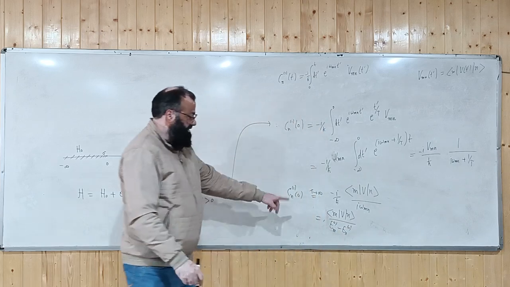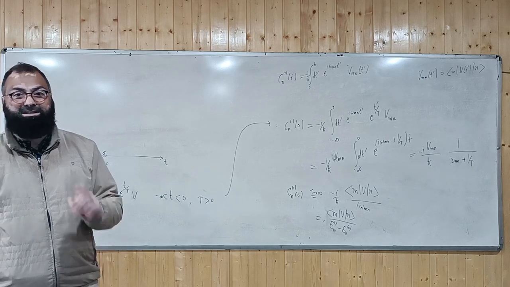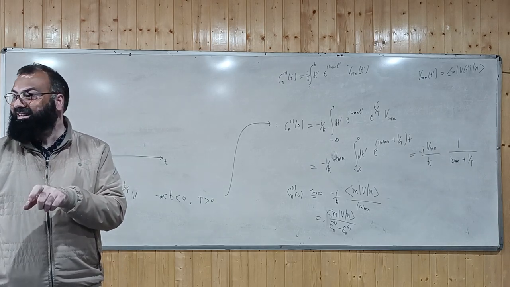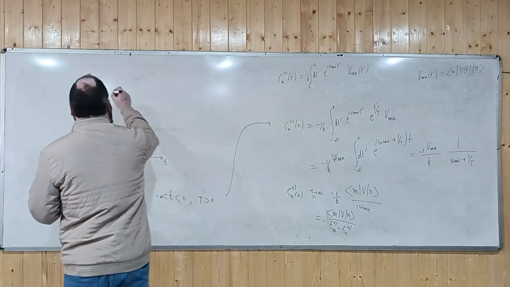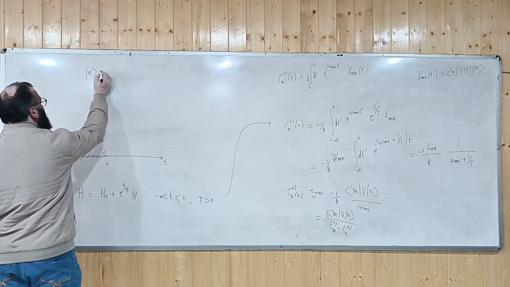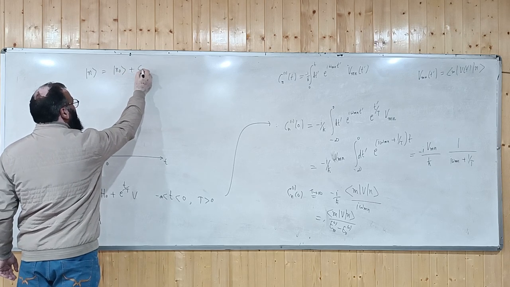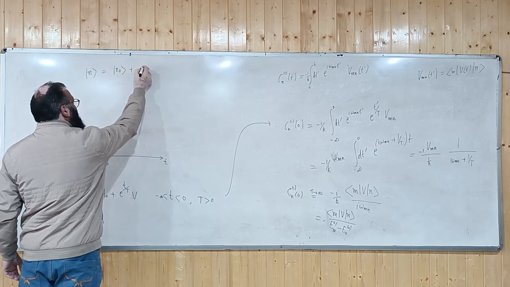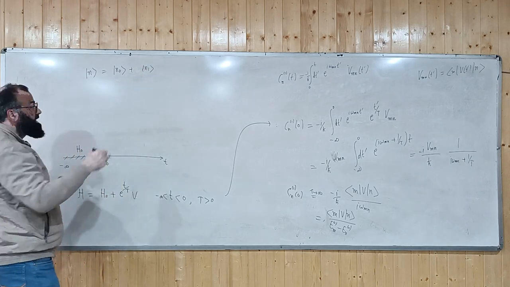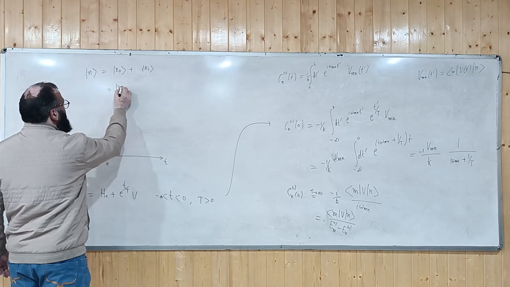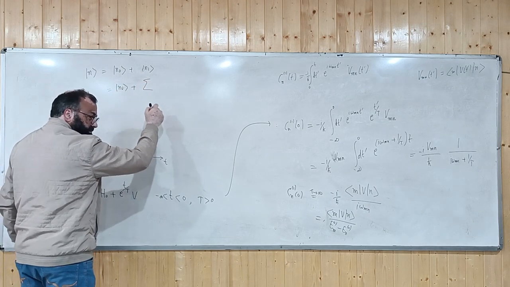Now what is this correction? It is the first order correction to the wave function. If you remember, you started with some state n, then you have this plus lambda times n1. So what is this n1? N0 plus... anybody?